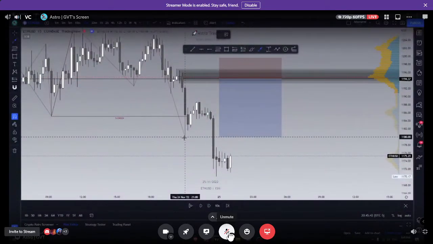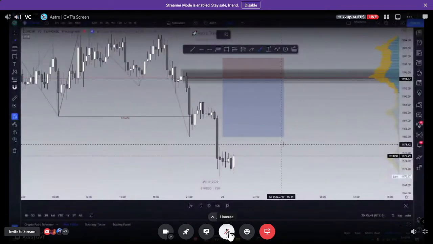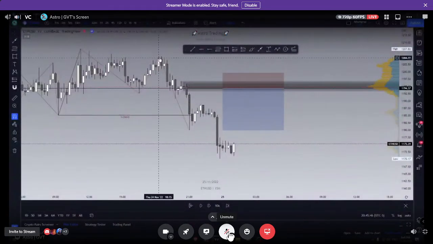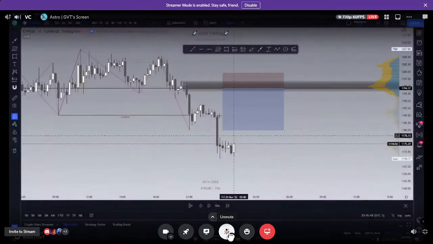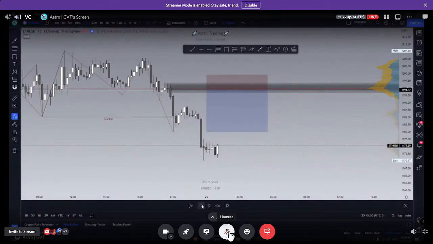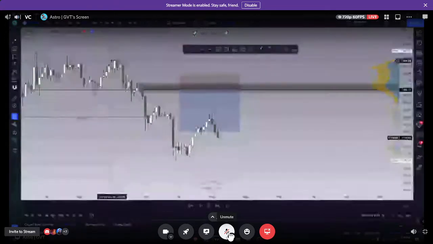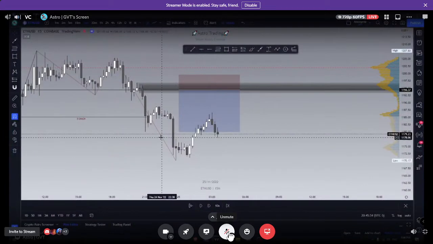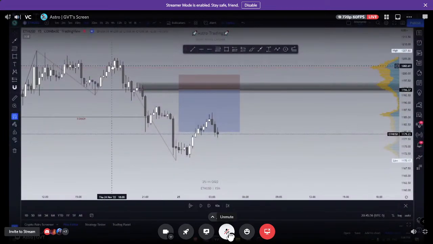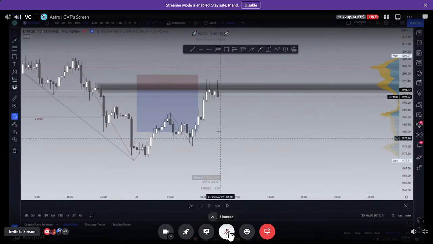We have a low. No, not even now. I will not count this as a structure. This is pretty much the same move going down. Let's just, yeah, you see, I let it continue, and my smaller structure just told me, yeah, this is the move down. So let this play out.